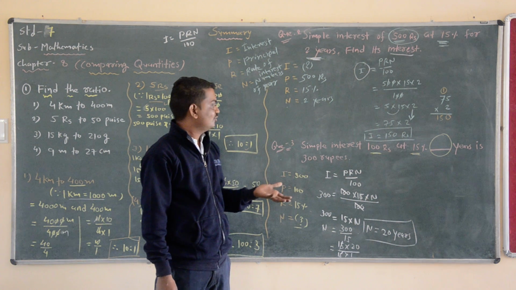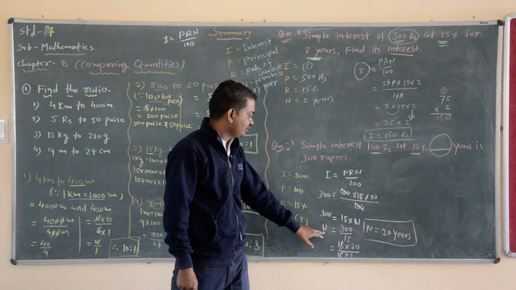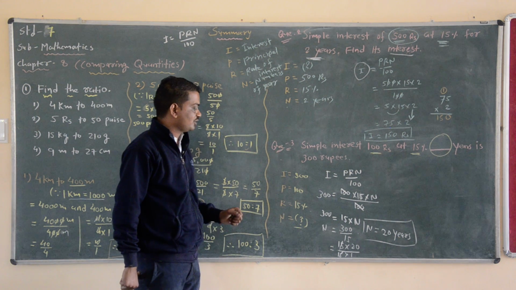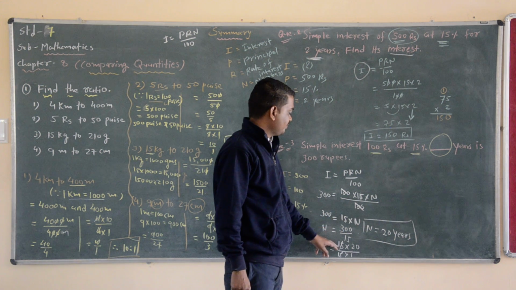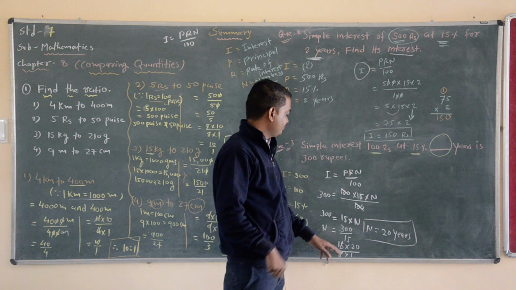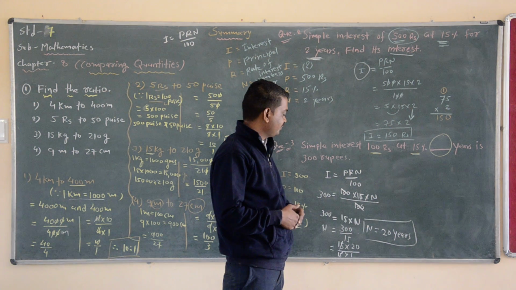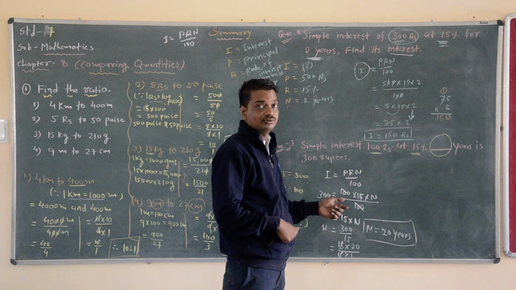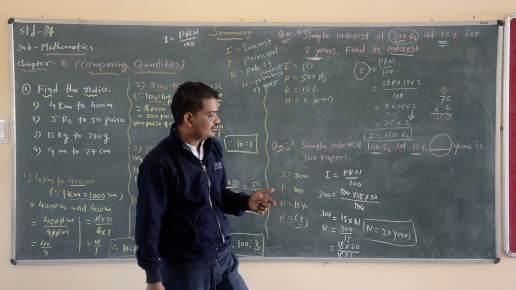Now we are finding the number of years. So the number of years is equal to 300 upon 15. The factor of 300 is 15 multiplied by 20, and then 15 ones are 15. So here is our answer: N is equal to 20 years. The number of years is 20 years.